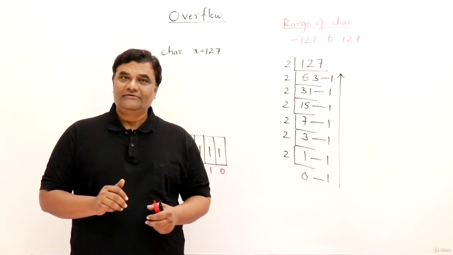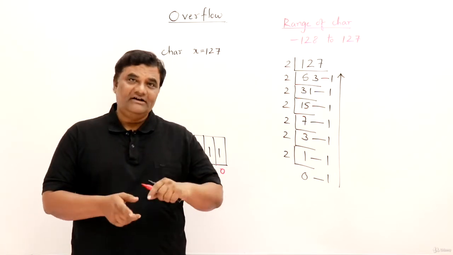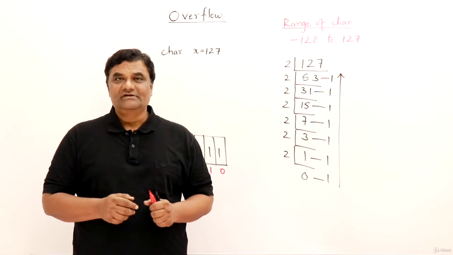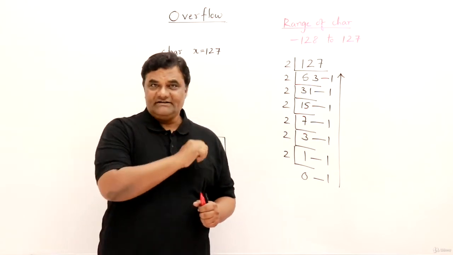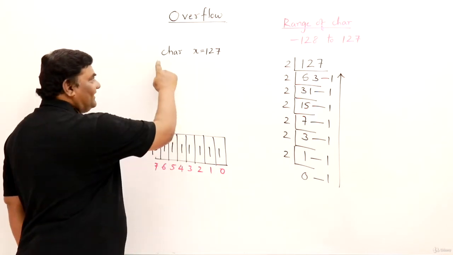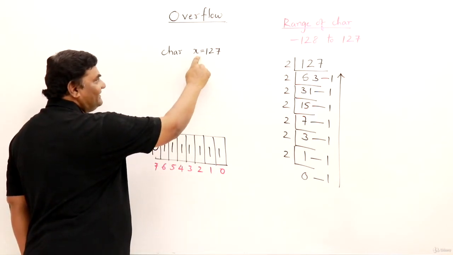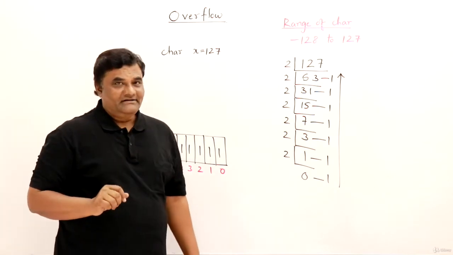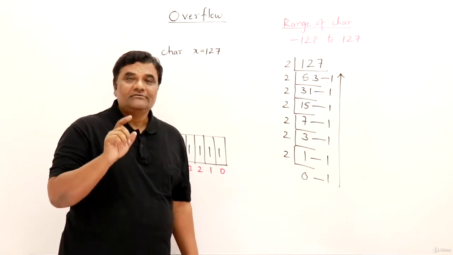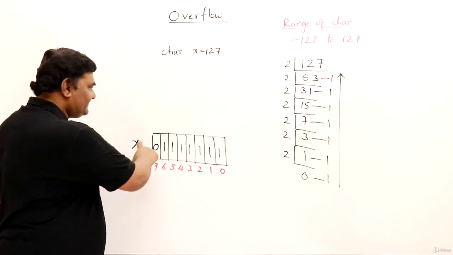So for understanding overflow, we have to revise a few concepts that we have studied in previous videos. Then I'll explain what overflow means. For that, I have taken an example. Here I have a character type variable and x has the value 127. How many bytes does a character take? It takes 1 byte. 1 byte means 8 bits. So this is 1 byte.